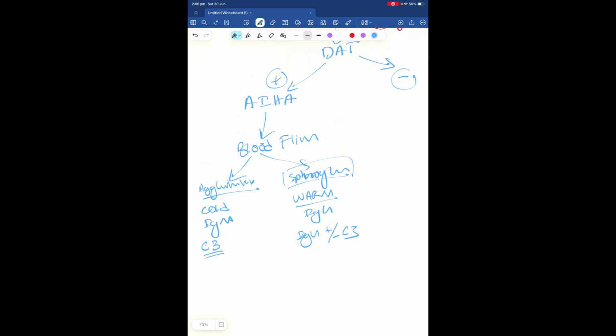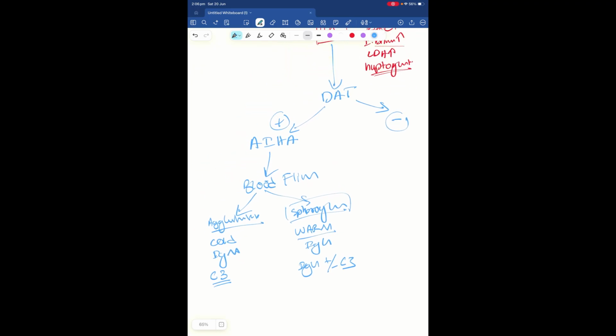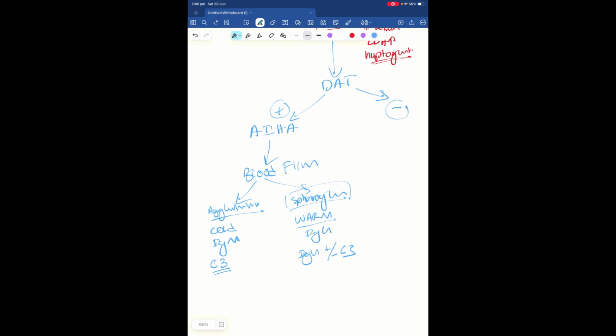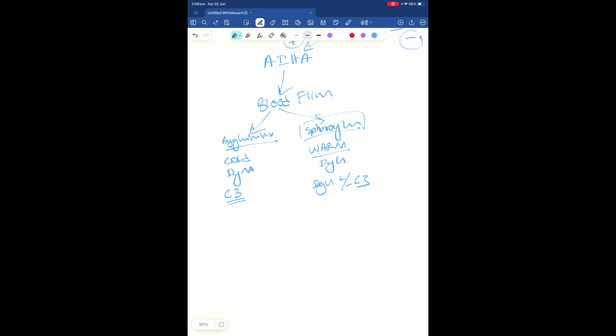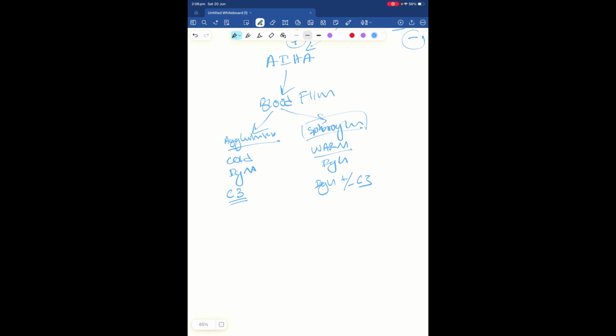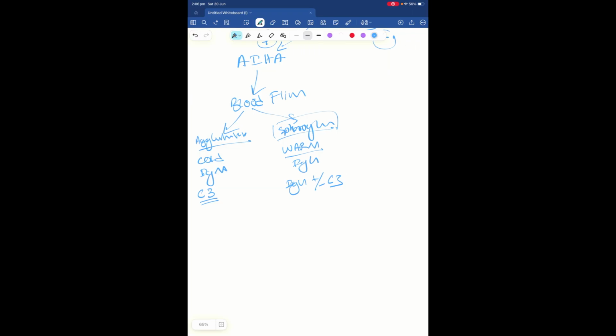All right, so that was very easy and straightforward. There is a hemolytic anemia. You do the antibody test, it's positive, so you know it's autoimmune. Then you have a look at the blood film. If there's agglutination, that's going to be a cold one. And then if there's spherocytes, it's going to be a warm one. Additionally, C3 only for the cold ones, IgG plus or minus C3 for the warm ones.